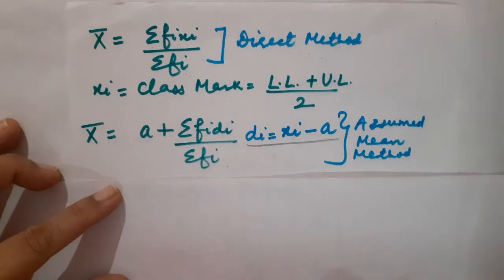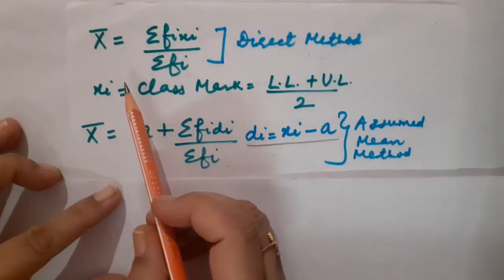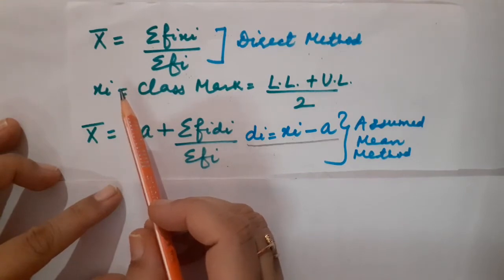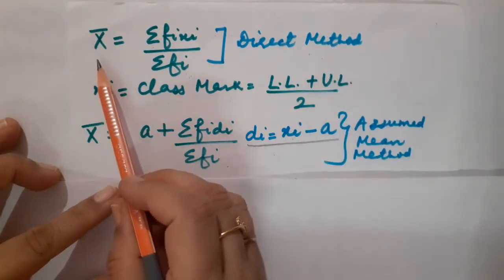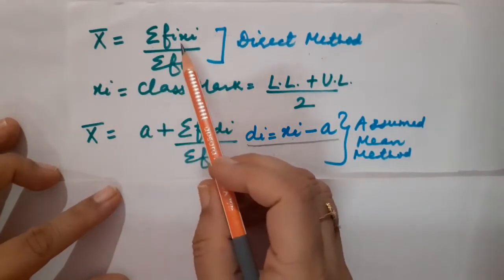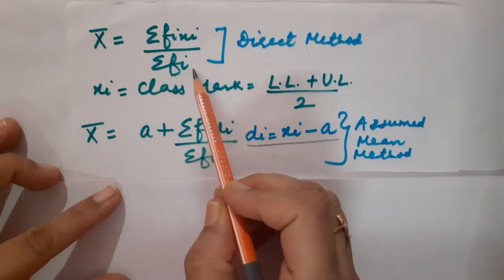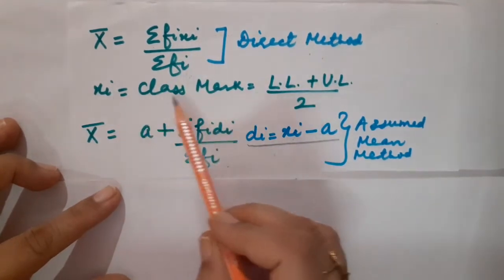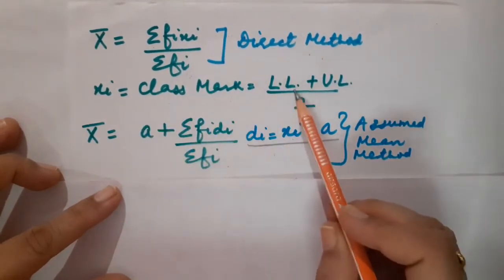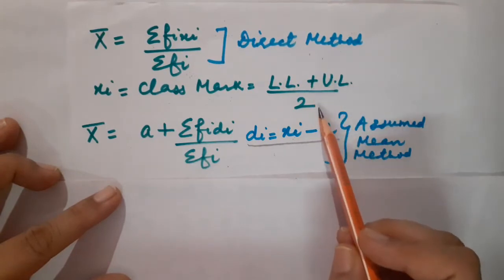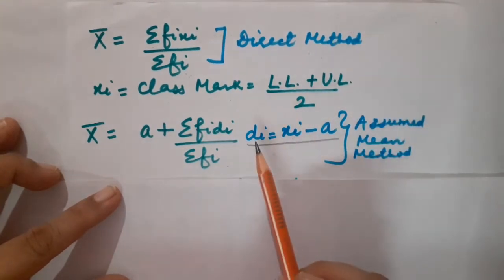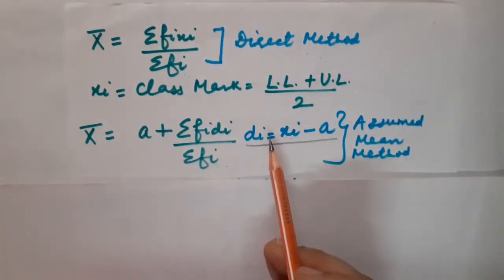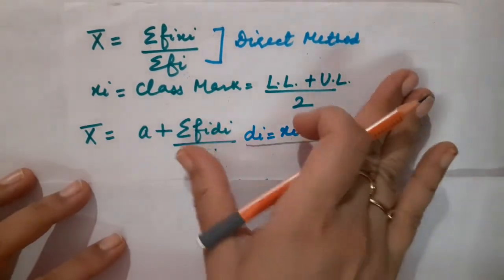So children, let us quickly revise all the formulae which we have learned so far. First of all, I am making you revise the formula of calculating arithmetic mean using direct method. That is, x bar is equal to sigma fi xi divided by sigma fi, where xi is class mark, that is lower limit plus upper limit divided by 2. Children, these are the formulae on the basis of grouped data, fine, which is the part of your course.